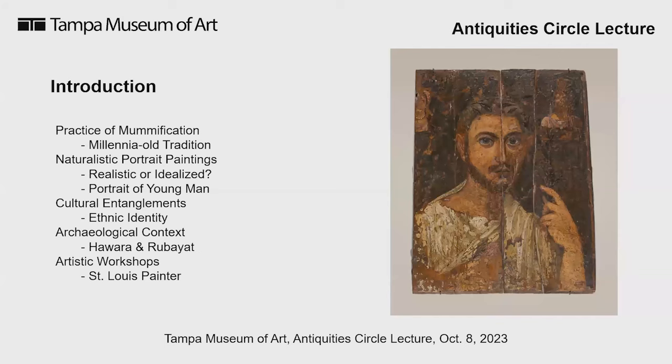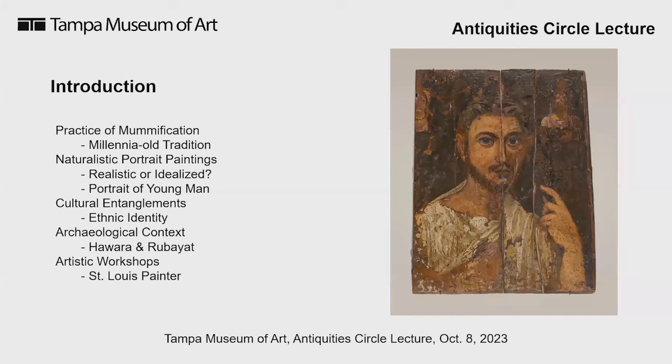To give you a bit of background, these portraits, many of them painted on wood, some of them on linen, are part of a millennia-old tradition in Egypt of mummification. These portraits, to our eyes at least, look very naturalistic, but the questions for scholars are: are they also realistic, or are they idealized? Are they beautified in some way?